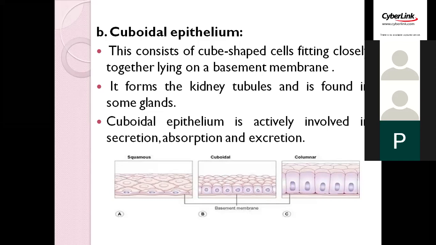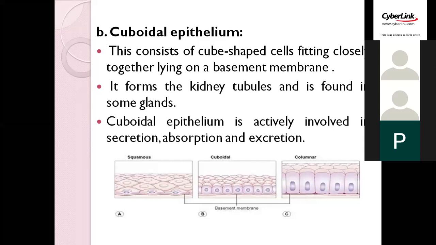If you see from the diagram, it is diagram number B. All these cells are directly lying on the basement membrane. The basement membrane acts as the lowest structure in which all of these are embedded. And how is this basement membrane formed? It is formed by the epithelial tissue itself. And where do we find this cuboidal epithelium?